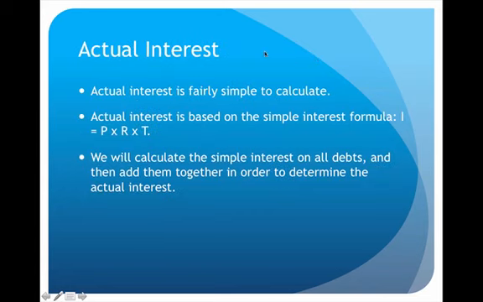Now, the actual interest is going to be pretty easy to calculate. It's based on the simple interest formula. Interest equals P times R times T, principal times rate times time. And you've calculated that many times by this point if you've made it all the way to intermediate accounting. So that's a pretty easy calculation to work with. But that will calculate the simple interest on all the debts. You add it all together, and that gives you actual interest. So that's actually pretty easy to calculate.